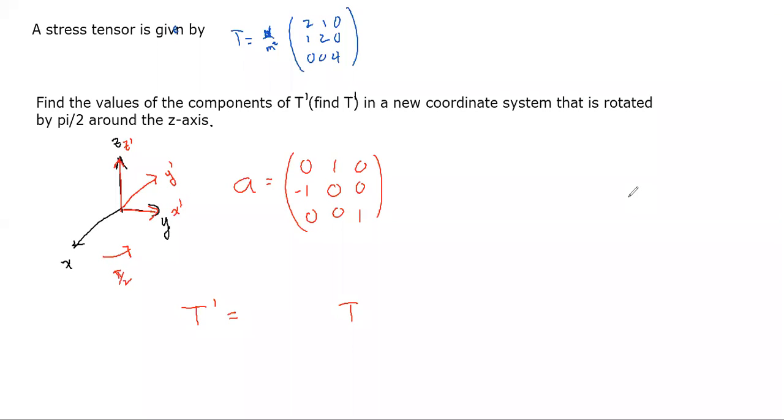Okay. Anybody happy with their naming and placing of indices? So first question is, without any indices whatsoever, T prime, the tensor expressed in the new coordinate system, is equal to what?